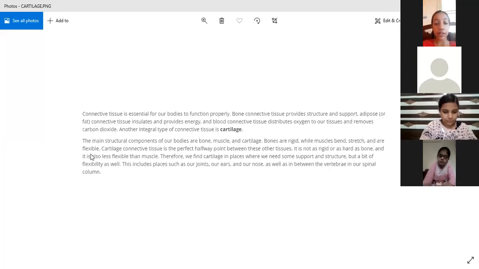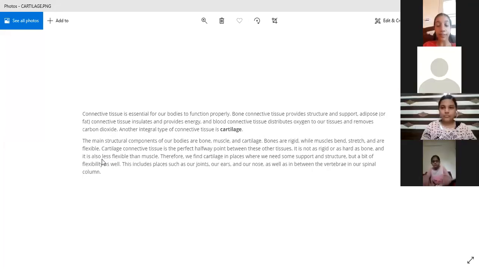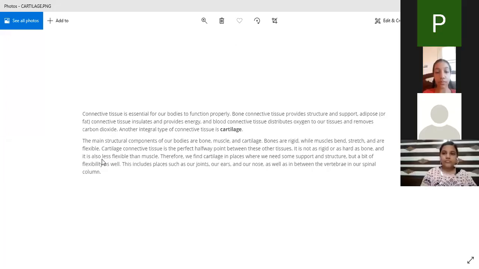The main structural components of our body are bone, muscles, and cartilage. Bones are rigid, while muscles bend, stretch, and are flexible. Yes. Now what are they saying? We have different structural components in our bodies. They are bone, muscles, and cartilage. Bone is only giving shape and hardness to our body. So bones are rigid. Rigid means very hard. While muscles help us to bend, stretch, all the actions we can do with the help of muscles, and they are flexible.